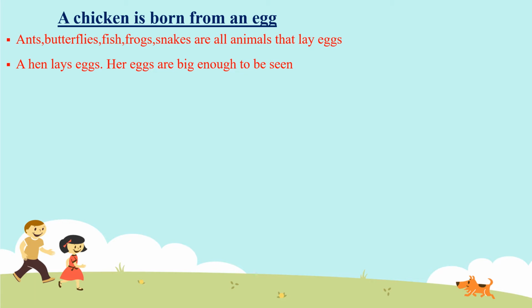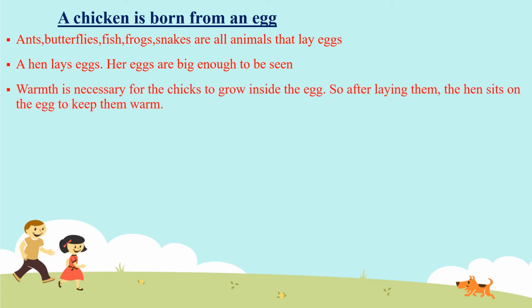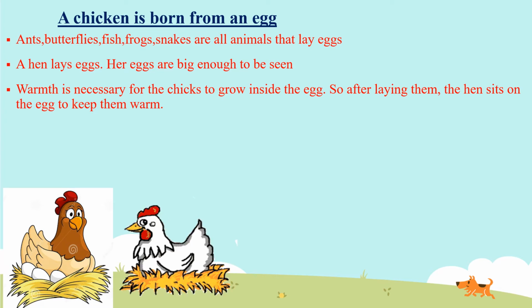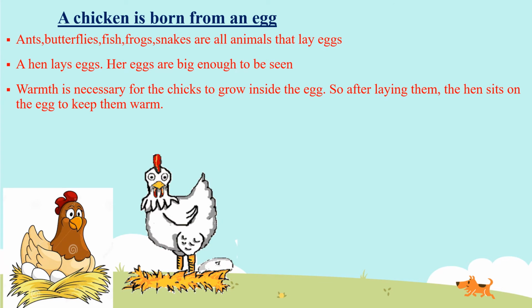Now let us understand the steps of how a chicken is born from an egg. Warmth is necessary for the chicks to grow inside the egg. So after laying them, the hen sits on the eggs to keep them warm. To ensure the proper growth of the chick, the hen needs to give warmth. Warmth means heat to the eggs. To do this, the hen sits on the eggs after laying them.